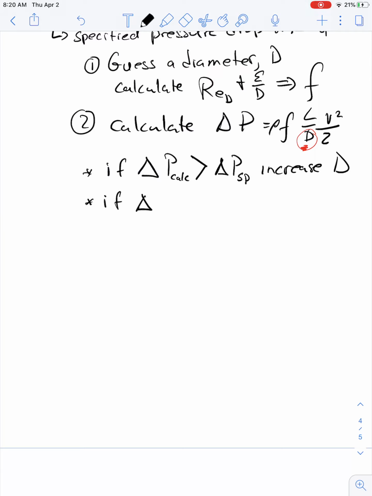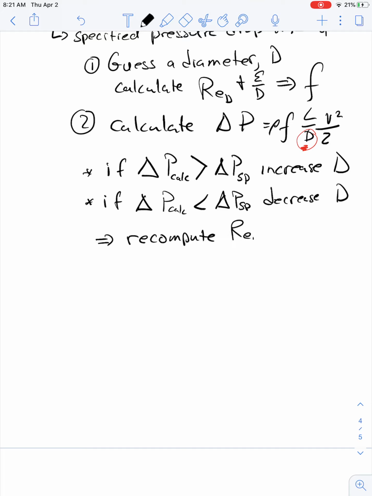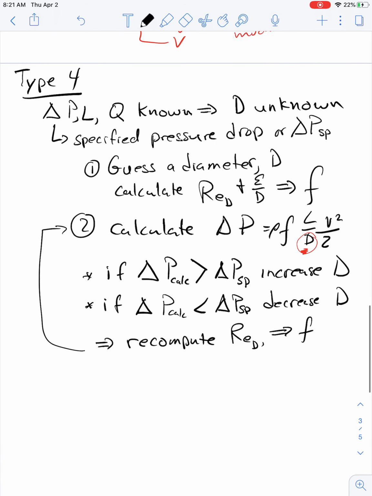If, however, the delta P that we calculate is less than the specified pressure drop, then we're going to decrease our diameter. Okay, so after doing these steps, we'll recompute the Reynolds number based on the diameter, then calculate the friction factor, and then we can continue this process. We'll calculate the pressure drop, see if it's bigger or smaller, and then continue on. And so this is a second iterative type of problem.